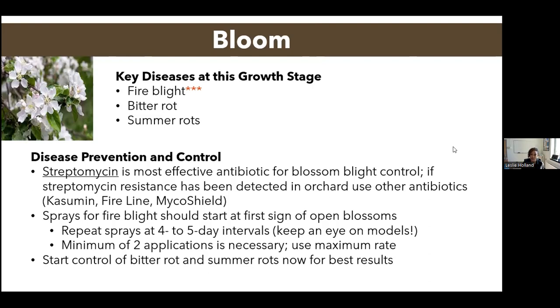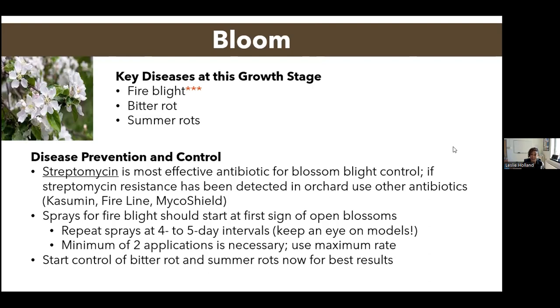We dealt with a pretty severe fire blight outbreak in 2021 here in Wisconsin, and those repeat spray intervals were actually quite shorter, I would say, than 4 to 5 days. So this is where that model is going to come in handy, and I'll show that on my next slide here. Really, a minimum of 2 applications of your antibiotic or streptomycin is going to be necessary, and we really want to encourage you to use max label rates.